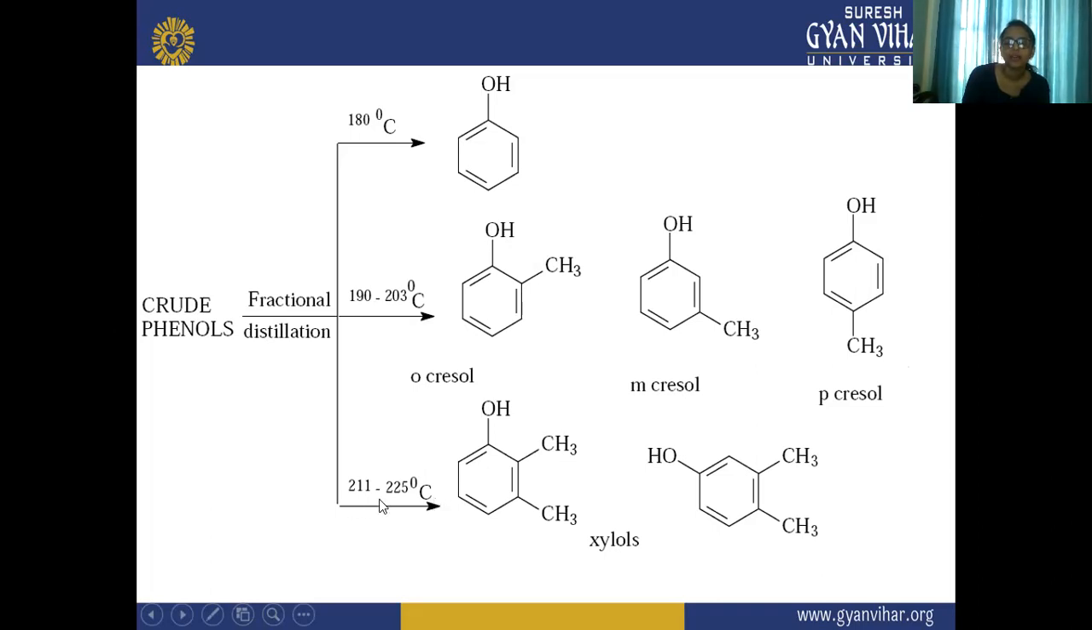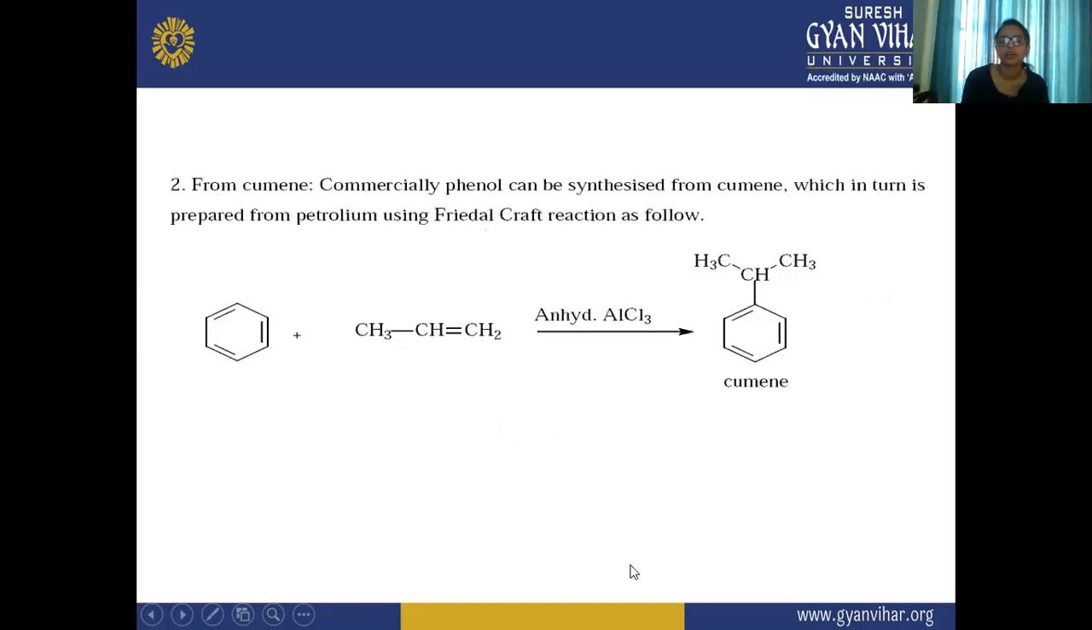And at 211 to 225 degrees centigrade, we are getting xylol. In the ortho and the meta, both the methyl groups are attached, and here, in the meta and the para position, the methyl groups are attached. So at 180 degrees, we are getting phenol; at 190 to 200 degrees centigrade, we are getting cresol; and at 211 to 225 degrees centigrade, we are getting xylol.